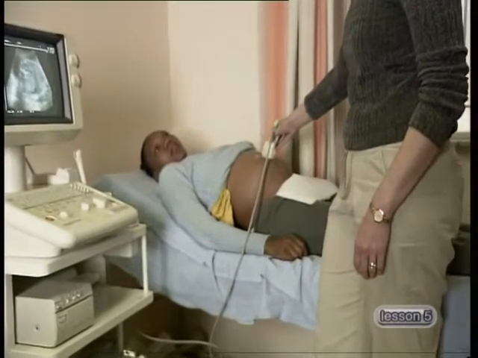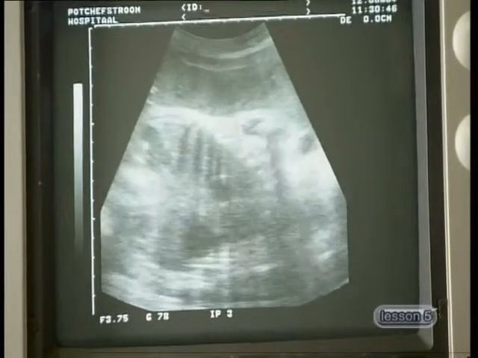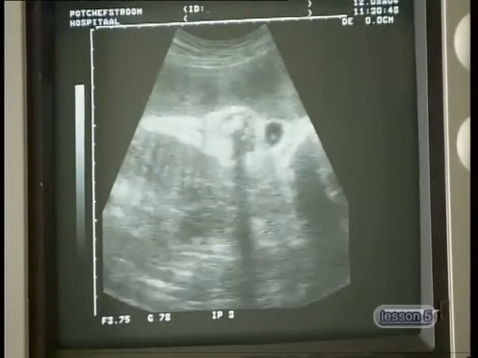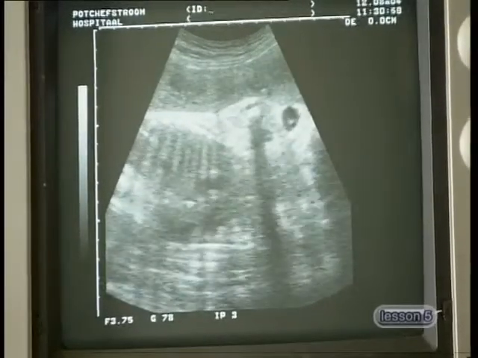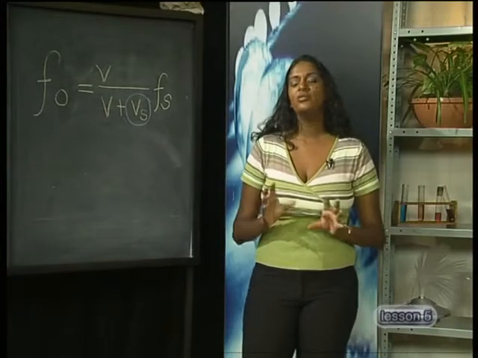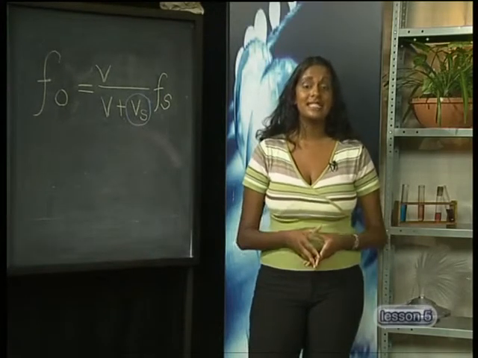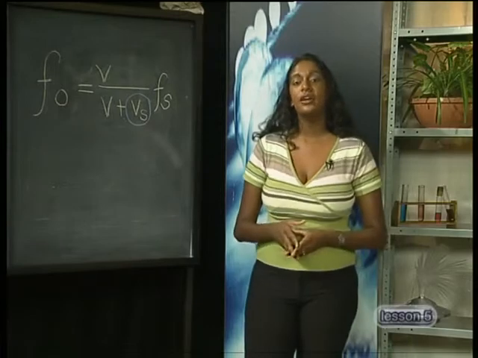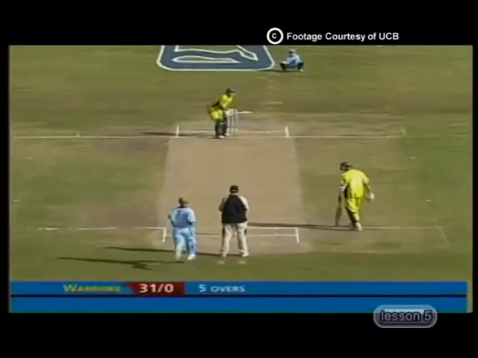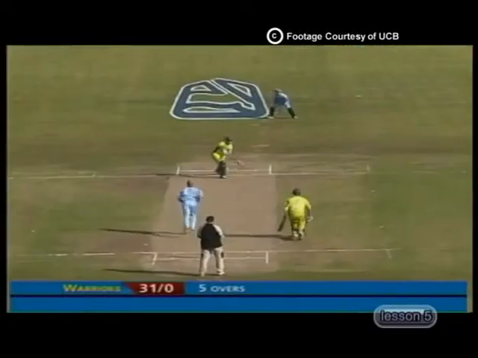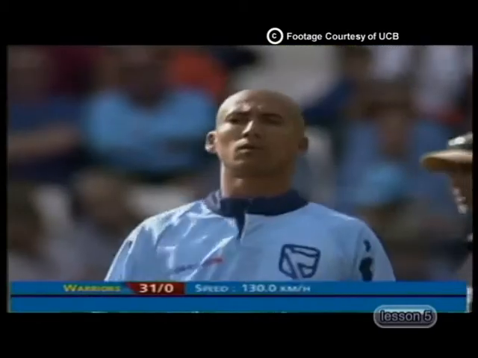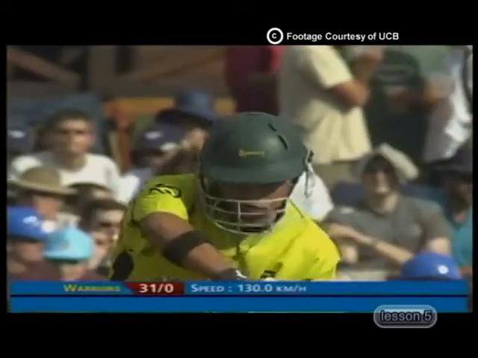The Doppler effect is used in a similar way to measure the heartbeat of unborn babies that are about 2 months old. The second real-life application of the Doppler effect that we will look at in this lesson is in the area of sport. Have you ever wondered how the television studio can tell us the speed of a cricket ball as it leaves a bowler's hand?